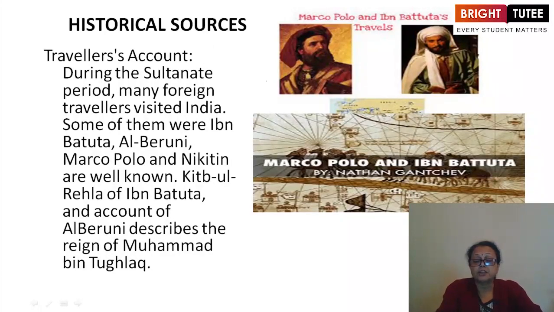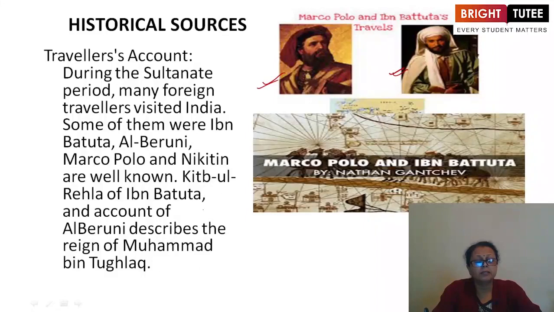This is the picture of Marco Polo and Ibn Battuta. Both were travelers. So this is what it says, that during the Sultanate period, many foreign travelers visited India. Some of them were Ibn Battuta, Al-Baruni, Marco Polo and Nikitin. They were very famous and well-known travelers.